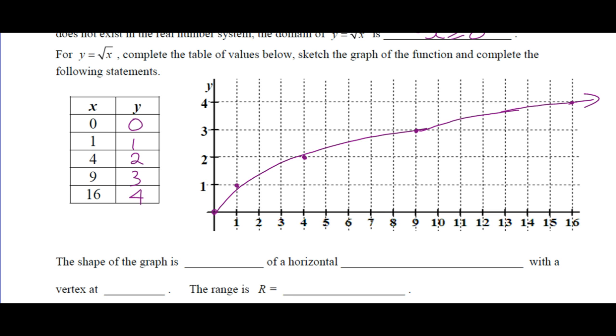So, what shape is your graph? Don't look at this. What shape is your graph? The graph is blank of a horizontal blank. So either turn your paper sideways and look at it and say, oh, gee, I'm looking at half of a parabola. So the graph is half of a horizontal parabola, with a vertex at, where's the vertex? 0, 0.